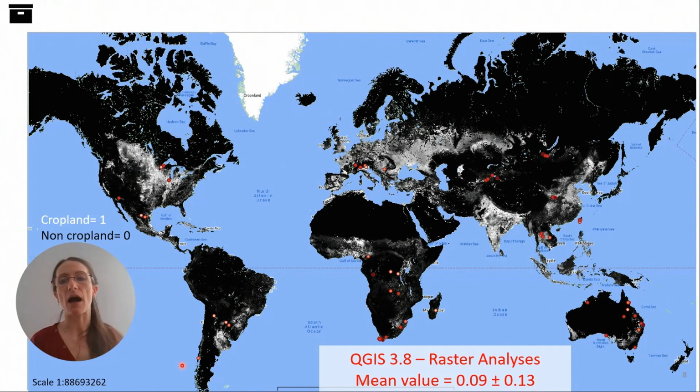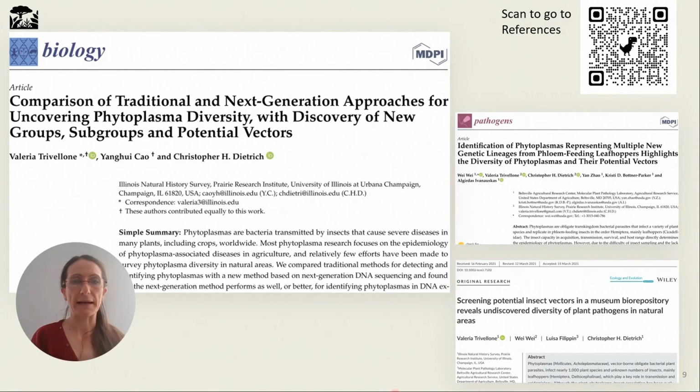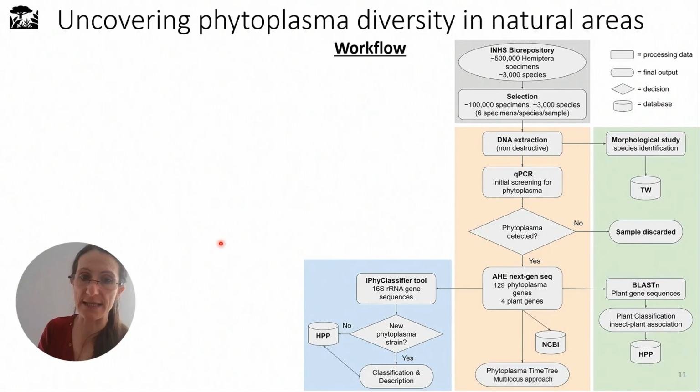Here I mapped the coordinates of the collection into QGIS to carry out a raster analysis, which revealed that the sampling points are mainly located in natural habitats. You can see here the black pixel. In the last 2 years, we published 3 papers, with the last one on the left, including a novel molecular approach to uncover phytoplasma diversity.